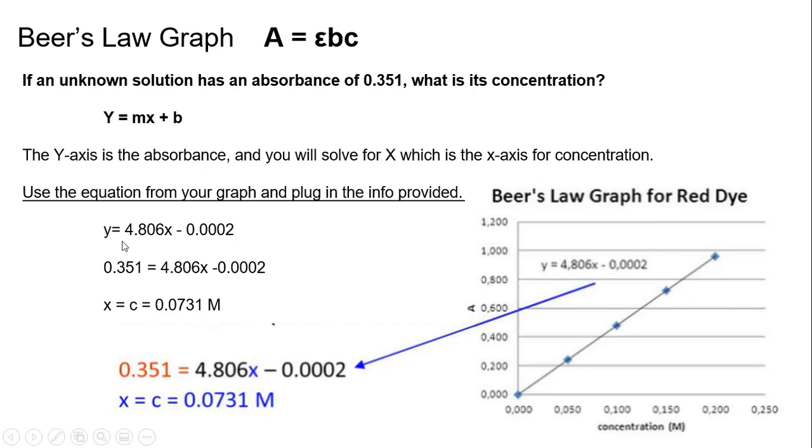So you have y equals 4.806x minus 0.0002. And you're going to plug in what you know. So you have the absorbance, you're going to plug in the absorbance. You're going to solve for x to determine what the concentration is at this absorbance. So that's what you're going to do here. You're going to plug it in, solve for it, and it's going to give you that concentration.